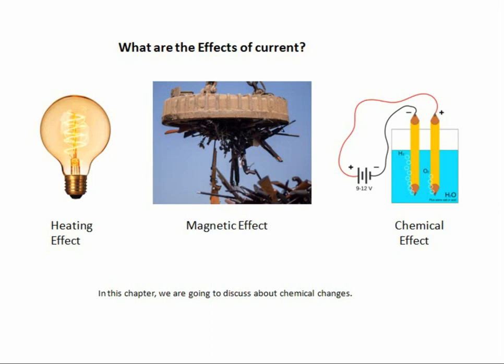Next we have the magnetic effect. You can see here a machine which has a very big magnet. What happens is that in a circuit, whenever electricity is passed through a metal, the metal gets the abilities of a magnet for some time, as long as the electricity is passing through it from both negative and positive sides. For some time it works as a magnet, as you can see here in this figure.